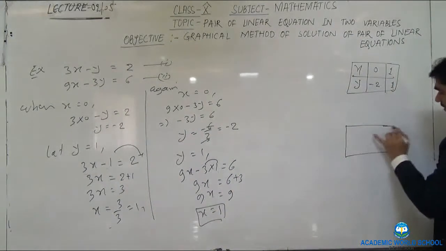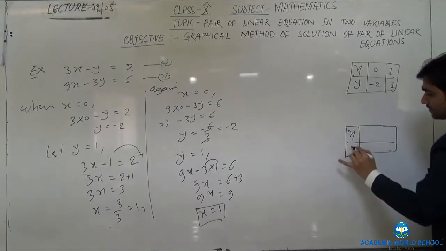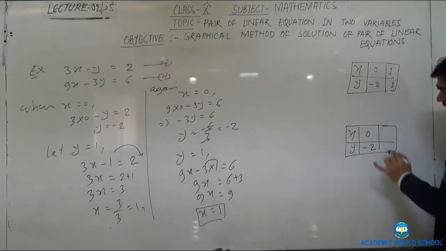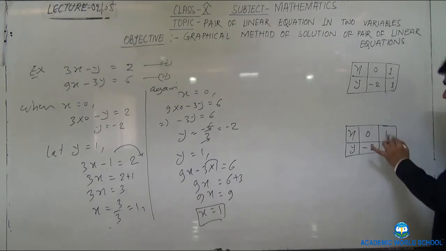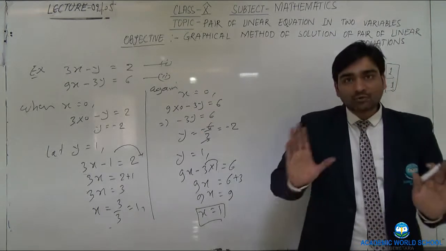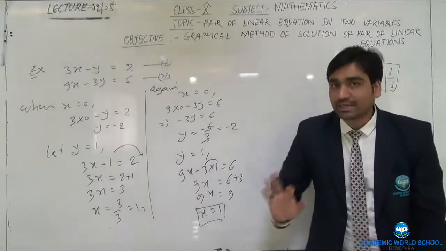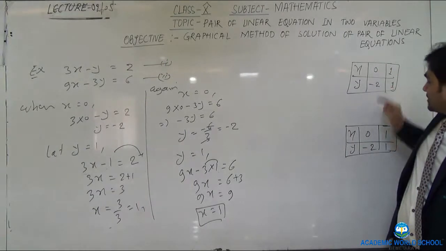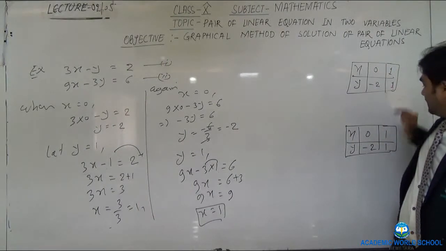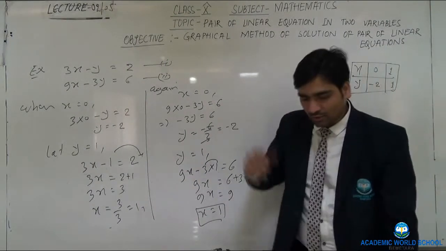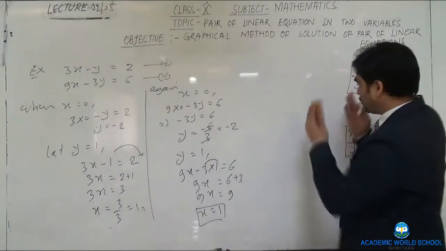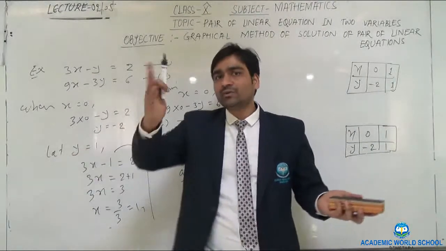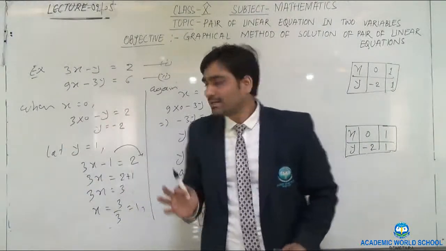Again write both values in the table. x equals 0, y equals minus 2; y equals 1, x equals 1. Now see, okay, what we are getting. See the solutions of both tables. You see (0, minus 2), (0, minus 2), and (1, 1), (1, 1). Represent on the graph. Now what will you get? Both are the same. When the solutions are the same, that means you will get only one line, or coincident lines. Just see.